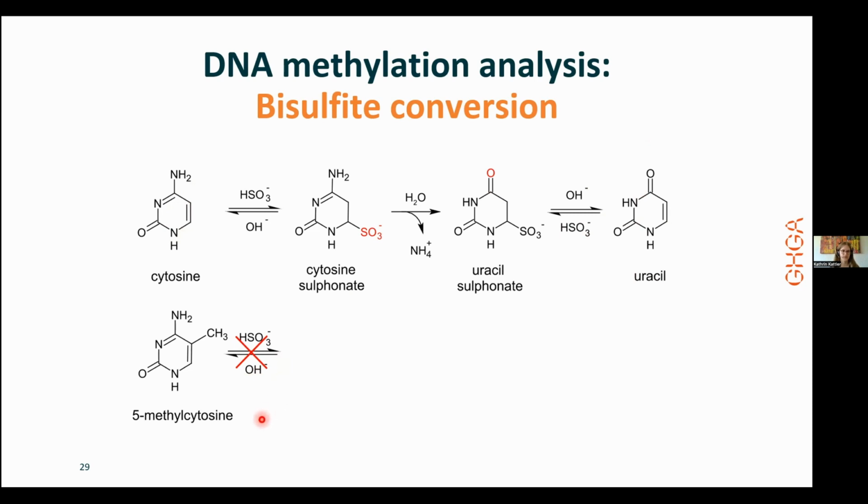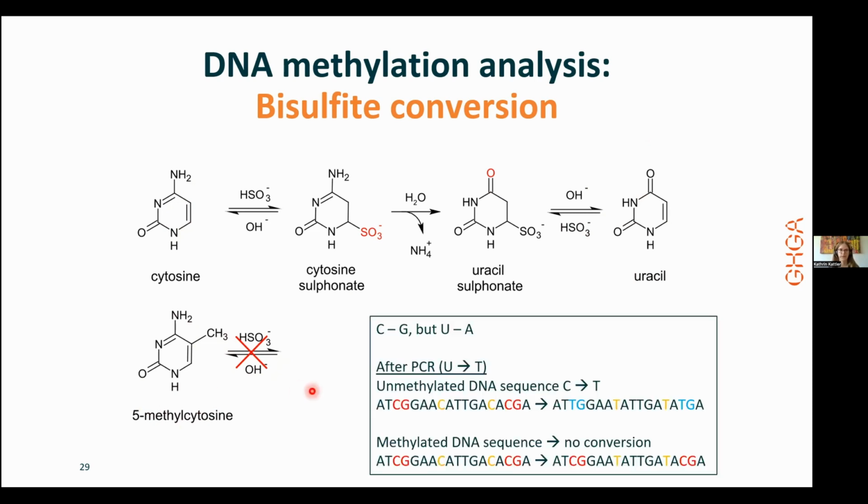And the important part is now, if we have 5-methylcytosine, so methylated DNA, then this first step of the bisulfite conversion cannot happen. And this means after bisulfite conversion, methylated cytosine is still cytosine. Now we can make use of that for our analysis. We already know that cytosine pairs with guanine, but uracil, which is the RNA equivalent to thymine, pairs with adenine.